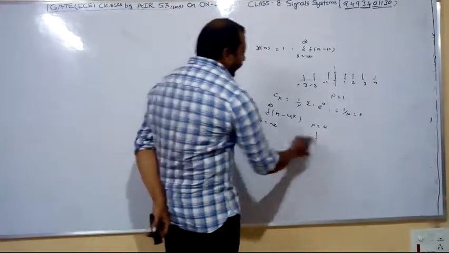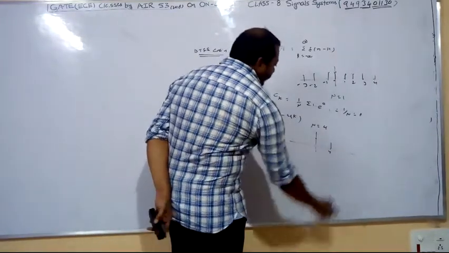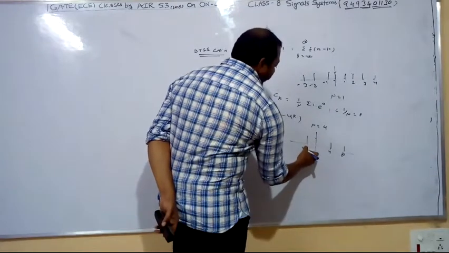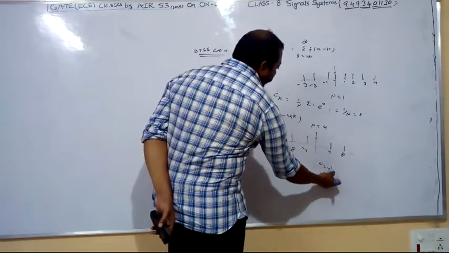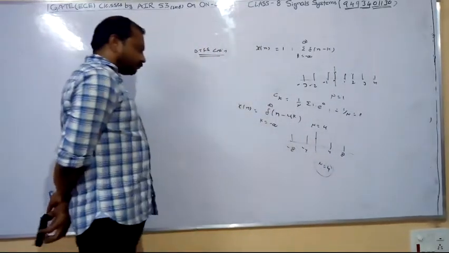This is del of n. K is equal to 1, this is del of n minus 4. After that, del of n minus 8. So here also minus 4, here also minus 8. What is the period of this one? N is equal to 4. Period is equal to 4.